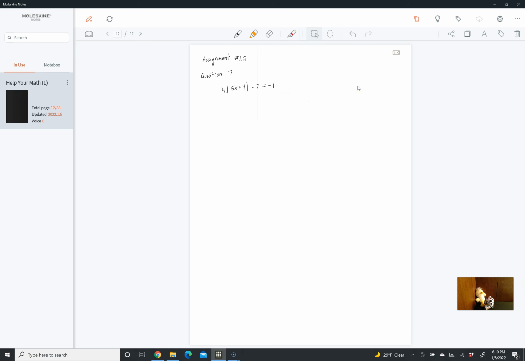So when we do that, we get 4 times the absolute value of 5x plus 4 on the left. And then on the right, we get 6. Now we'd like to get rid of the 4 over here, and we can divide both sides by 4. So this 4 will cancel. So now we have the absolute value of 5x plus 4.